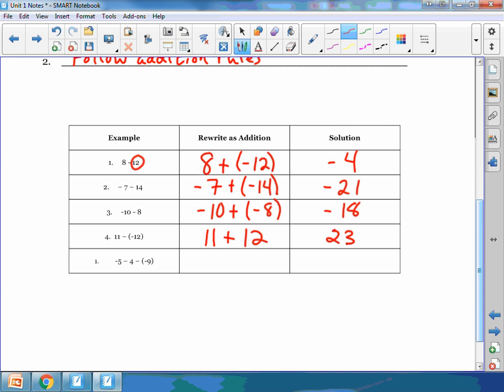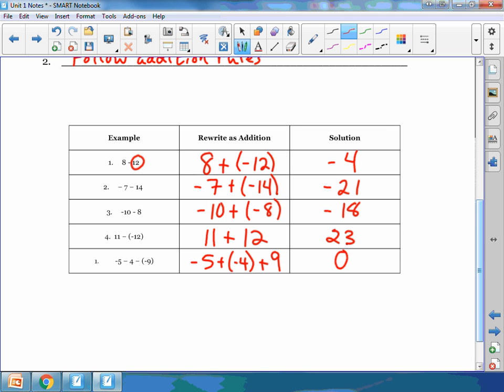All right, this next one has 3 integers or 2 subtractions, so you can change both. Go ahead, Andrew. Good. The minus becomes a plus, a negative 4, take its opposite, plus, and then the opposite of negative 9 is a positive 9. And what would that be, Andrew? These cancel, right? There's 0.